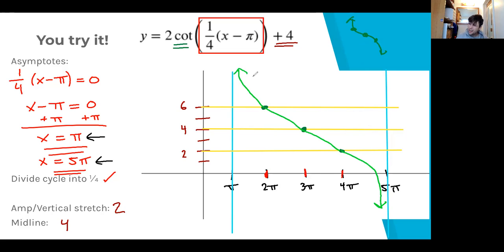Again, super accuracy is not important. We're just looking for something that represents a cycle of the graph visually for us. Yeah, that one was not too bad, actually. Pretty straightforward, honestly. All right, let me go ahead and clear this, and hopefully you got it right if you tried it on your own.